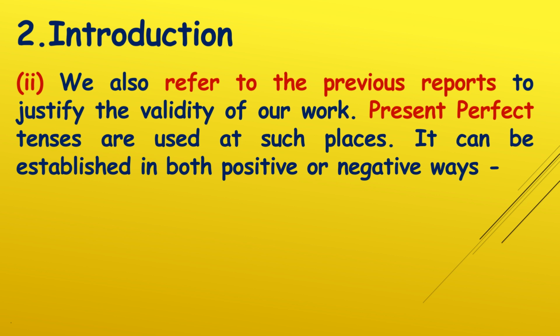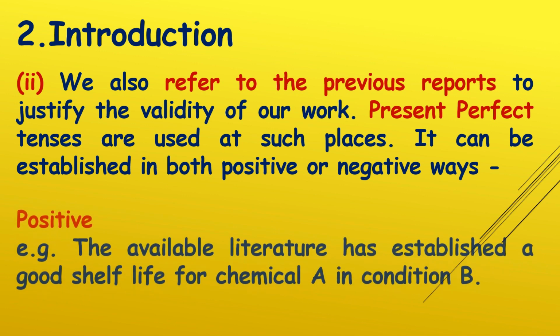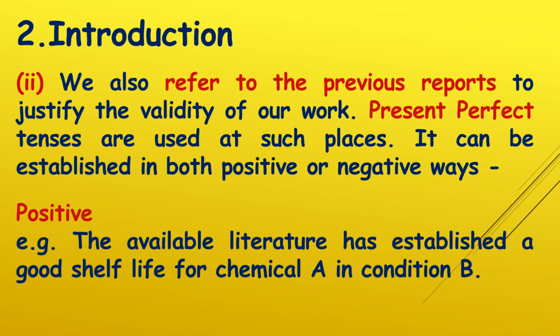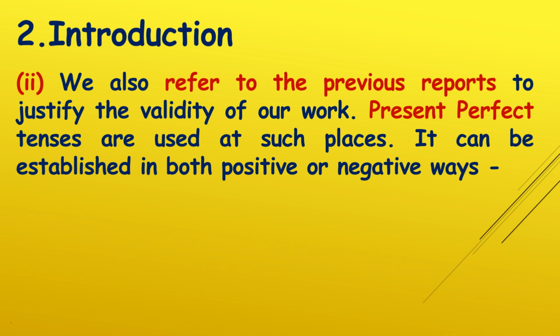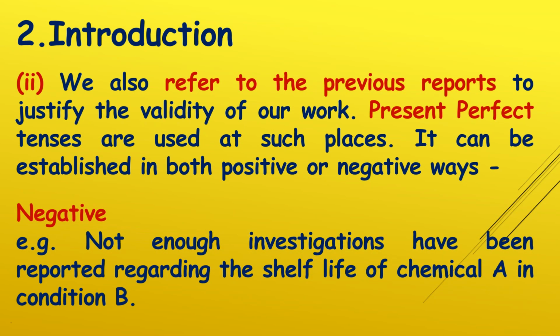Justifying the validity of your work can be established in two ways. One is positive and one is negative. When I talk about the positive way, an example is: the available literature has established a good shelf life of chemical A in condition B. So you are giving credit to the literature that they have done this. In some cases, you can present it negatively, like in this case: not enough investigations have been reported regarding the shelf life of chemical A in condition B.